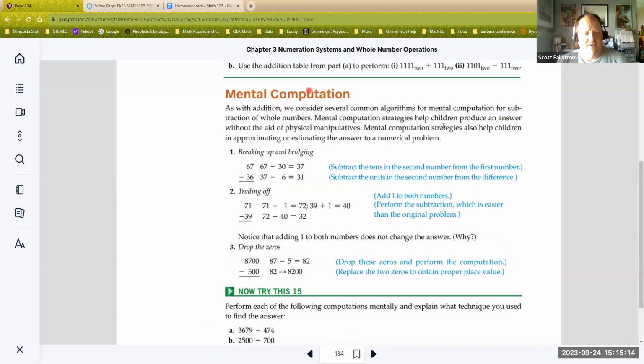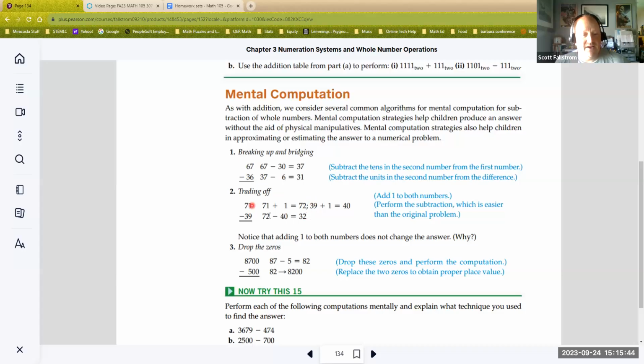All right, mental computation. If you're doing mental computation, you could do the same type of thing with breaking up and bridging. Breaking up means taking just the 10s away. So 67 minus 30 gives you 37. Then deal with taking away the 6. So breaking it up means instead of thinking of doing a 2-digit number minus a 2-digit number, it's really a 2-digit number minus 1 digit. Then when I'm done with that, minus one more digit.